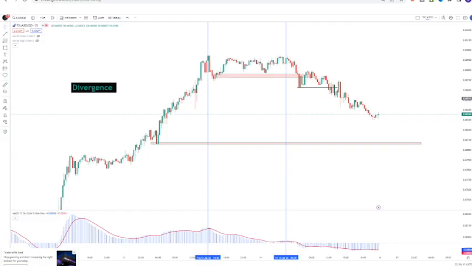So let's move to the last one but not the least, which is called divergence. Divergence is a very effective strategy that I use to know the turning points of the market. Whenever I see it, I don't look at the chart nakedly. I use an indicator called the MACD indicator, which I customize to suit my own trading strategy.